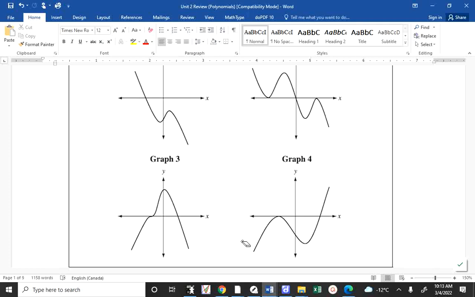Yeah. Graph 3 has a maximum because both arms are down, so there must be a maximum value. Does that help out? Okay. Other questions?